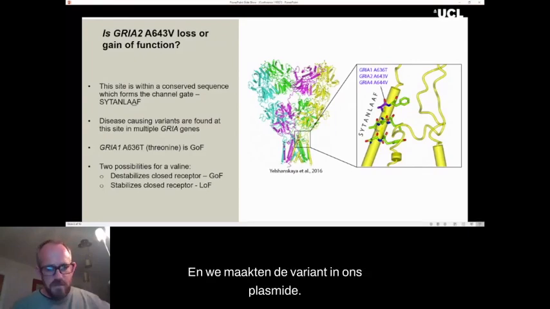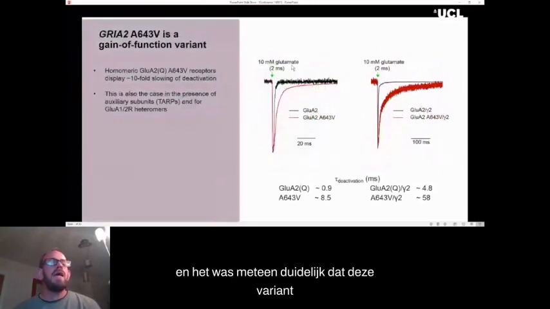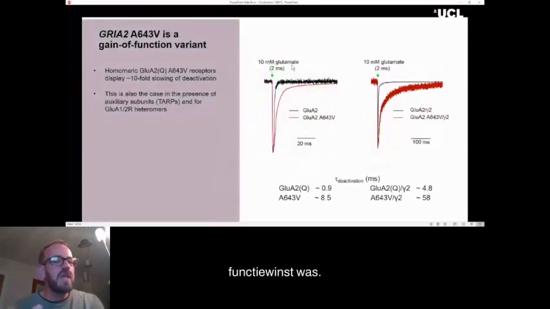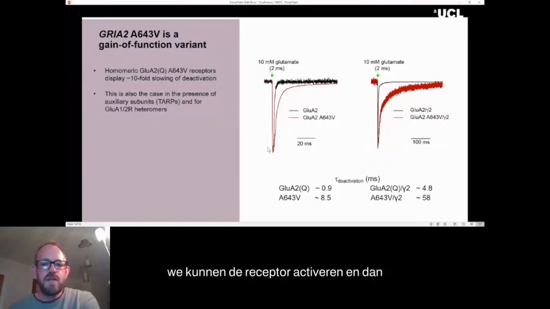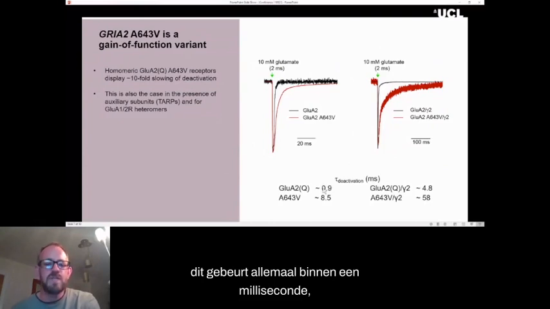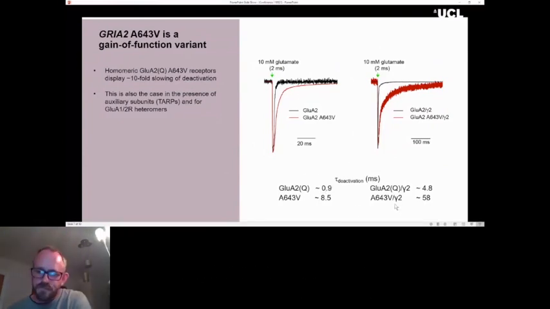We made the variant in our plasmid, expressed it in the expression system and pulled a patch, and it was immediately obvious that this variant was gain of function. By using a very brief pulse of glutamate, we can activate the receptor and then glutamate unbinds. For the wild type receptor, this all happens within 1 millisecond. But for the variant, this was taking more like 10 milliseconds.